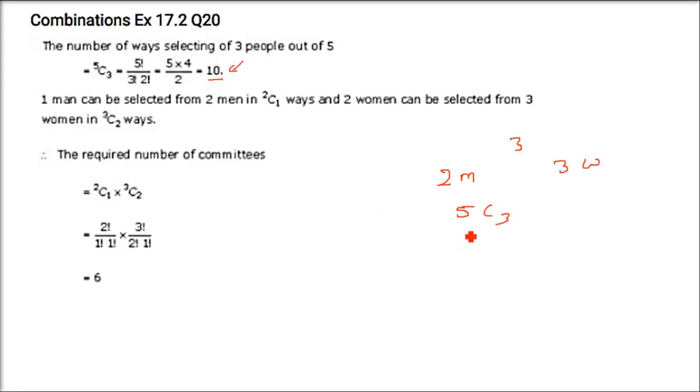Now coming to the second part. How many of these committees would consist of one man and two women? So one man and two women. So how to select one man from two men? How to select two women from three women? So one man from two men will be 2C1. Two men are there, one man has to be selected, so 2C1. Three women are there, two have to be selected, so 3C2. Multiply them, answer will be 6.